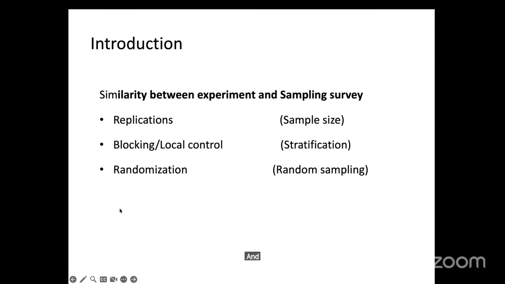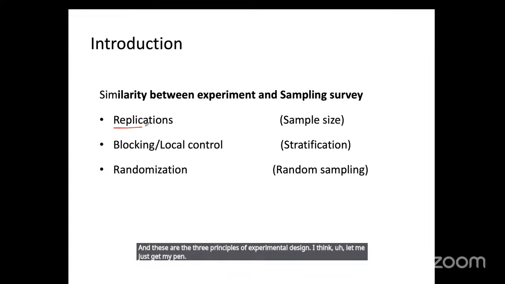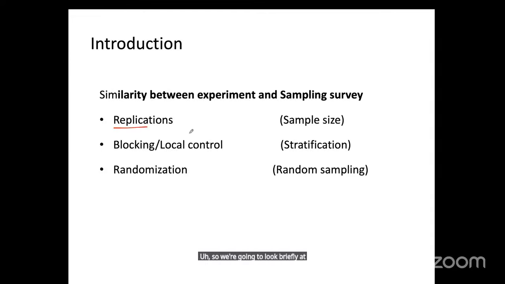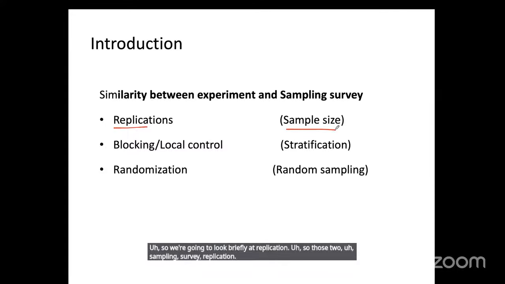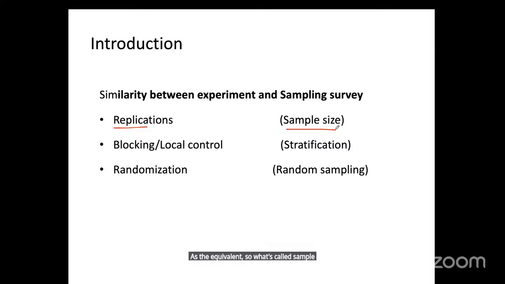And these are the three principles of experimental design. Let me just get my pen. We're going to look briefly at replication. For those who do sampling surveys, replication is equivalent to what we call sample size.